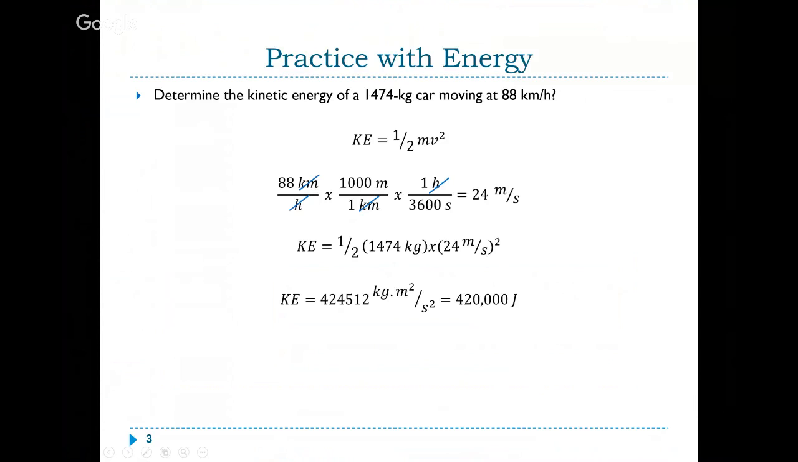I can now plug that into my equation, multiply everything through, making sure I square this first. I get a value of 424,512 kilogram meters squared per second squared. This is the same unit as a joule. And so we convert this into 2 sig figs, which, to show that explicitly, we would say 4.2 times 10 to the 5th joules. So that's how much energy it would take to stop this car.